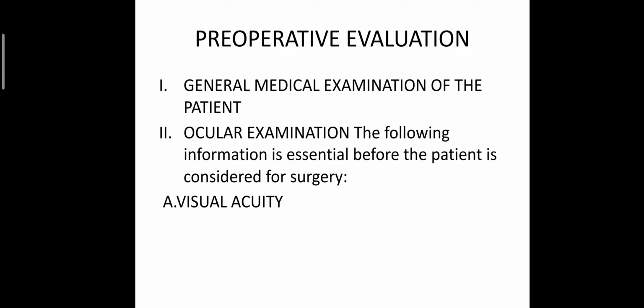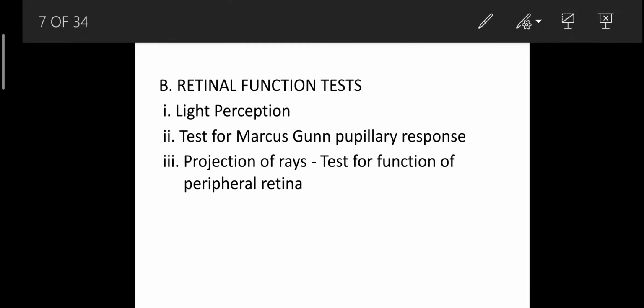So coming to the ocular examination per se, the first is the retinal function test. In retinal function tests, the main important things are perception of light, projection of rays, and tests for Marcus Gunn pupil or relative afferent pupillary defect in case of mature cataract, when the fundus is not seen.